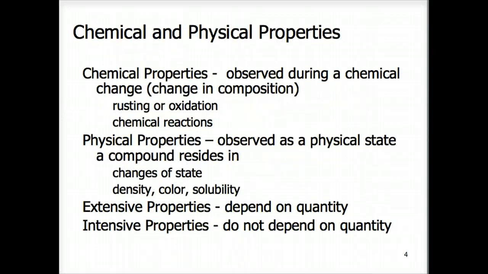Matter has different chemical and physical properties. Chemical properties are those that are observed during a chemical change or a chemical reaction. This changes the composition from one compound to another. This happens in rust, in cooking, and any other kinds of chemical reactions that we might see. Physical properties are those that are the result of the physical state that the compound lives in. We can change state from solid to liquid. That's a physical property that's being changed. There are other properties such as density, color, or solubility that refer to the physical state of matter, not a chemical reaction.